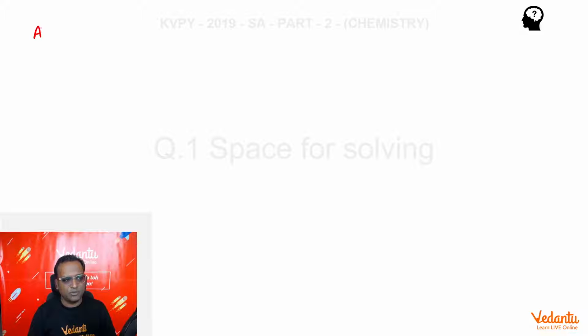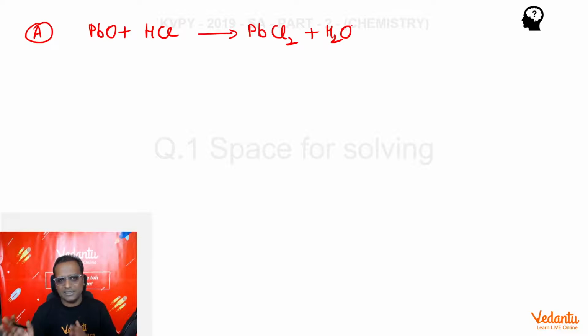Okay, the first one was reaction of PbO, which is an amphoteric oxide, with HCl. So when we have an amphoteric oxide and an acid, they will react with each other to form a salt and water. Generally, these reactions are non-redox, and here we know that Pb2+ is stable due to inert pair effect, and therefore it will specifically be non-redox.